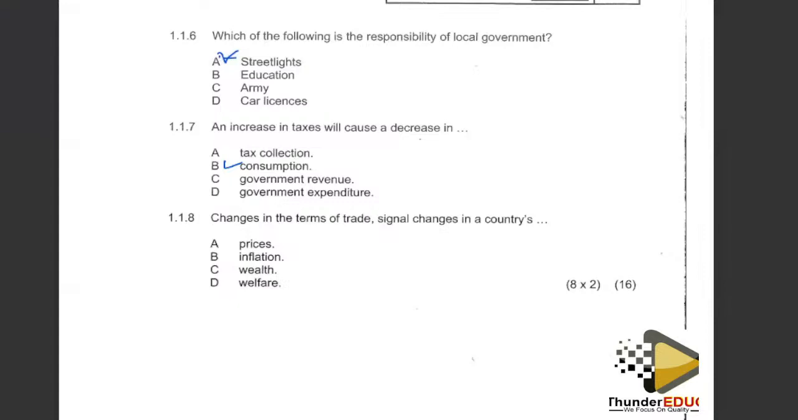So now if we check here, we have A, which is prices, is out. We have inflation, is out. We have wealth, is out. But we have welfare. So in this regard, welfare is our appropriate answer for this question.